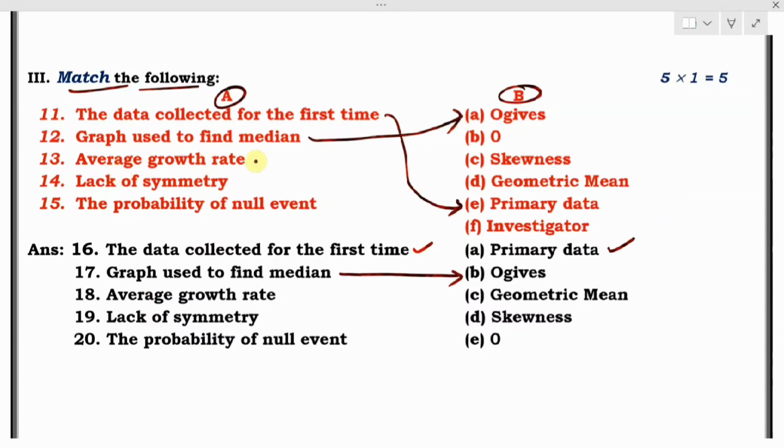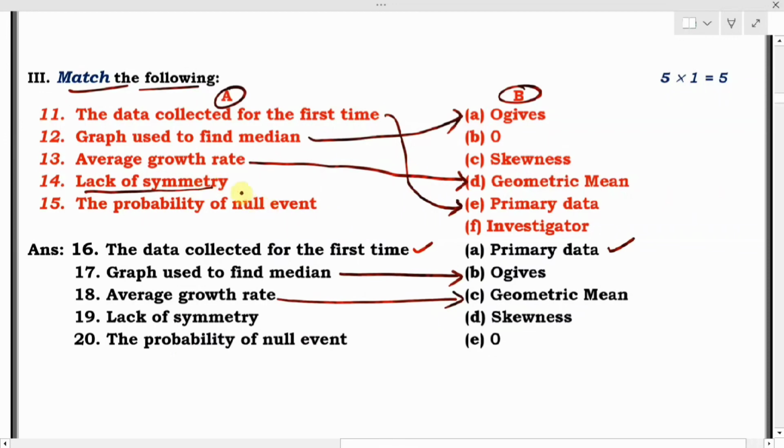Then average growth rate. Average growth rate will be indicated by geometric mean. So in that particular case, it can be joined to geometric mean. So average growth rate is geometric mean. It can be matched like that. Next, lack of symmetry. Lack of symmetry is nothing but skewness. So lack of symmetry is skewness.